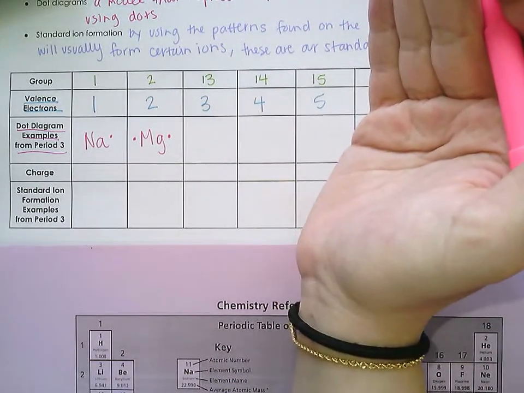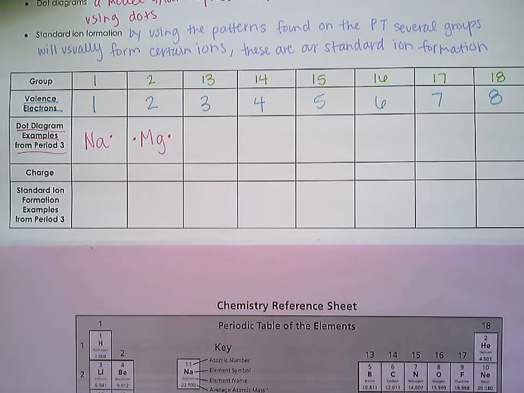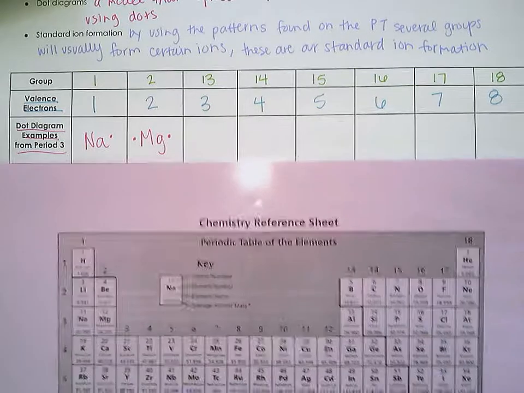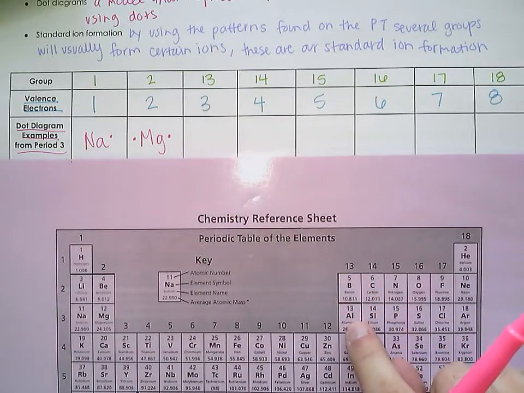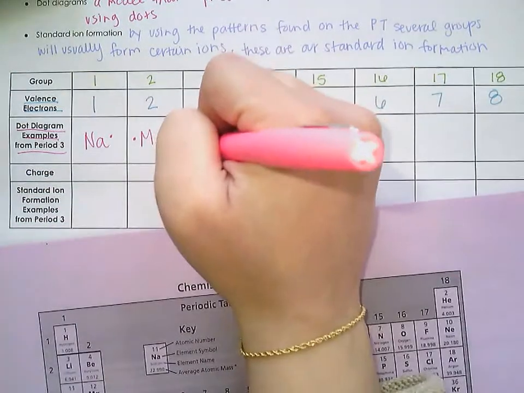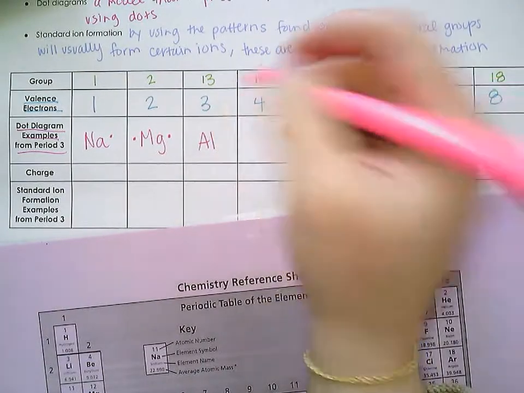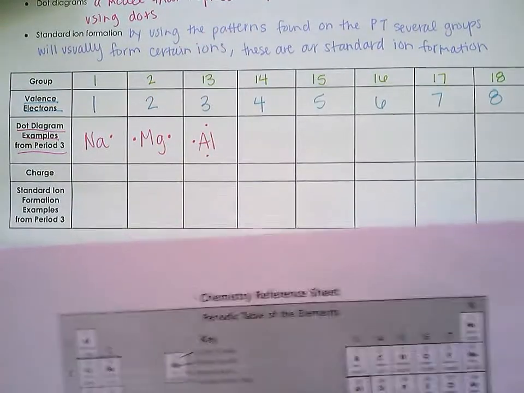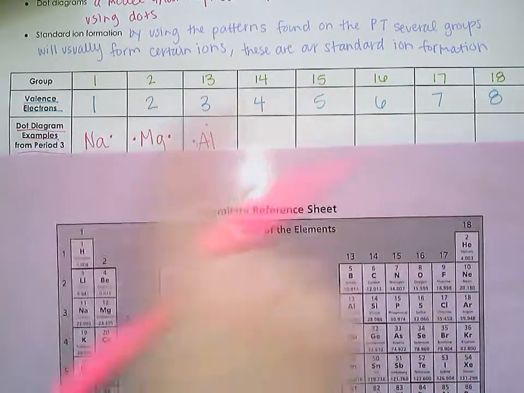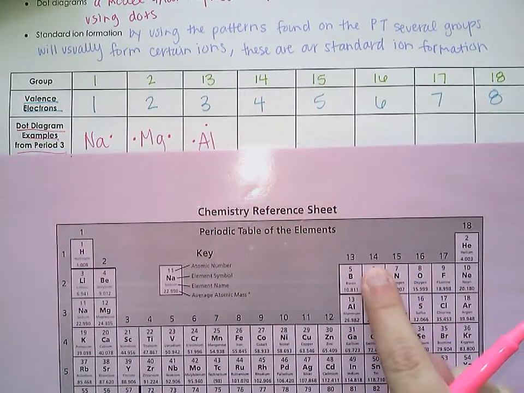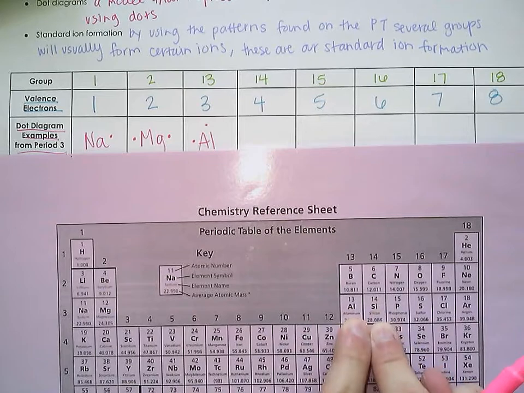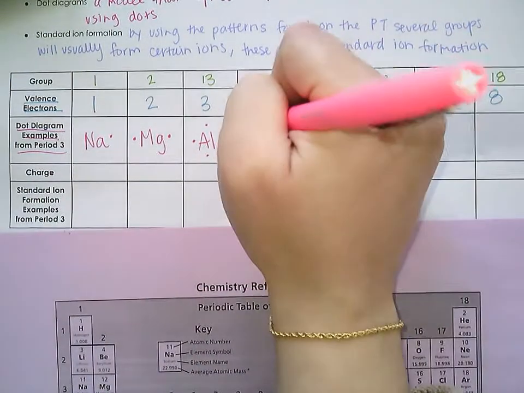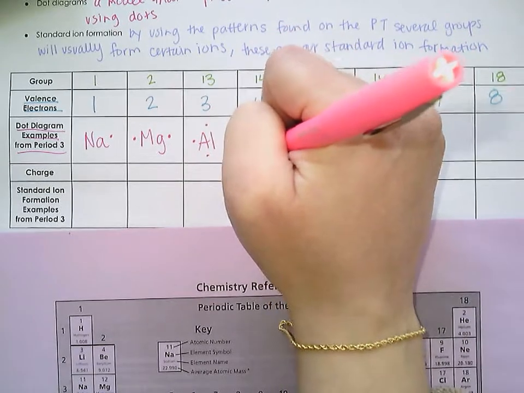Now, looking at group 13, period 3, got aluminum. We said that it had 3 valence electrons, so I'm going to put 3 dots around it. Perfect. Group 14, period 3, silicon. So I'm going to put Si. We had 4. 1, 2, 3, 4.